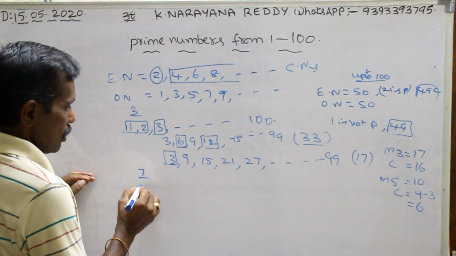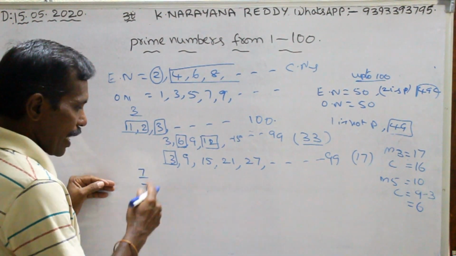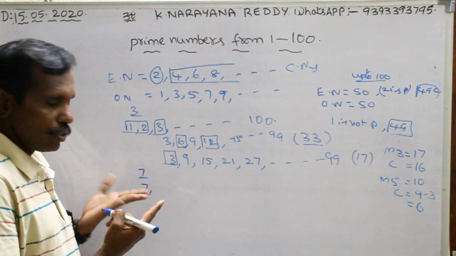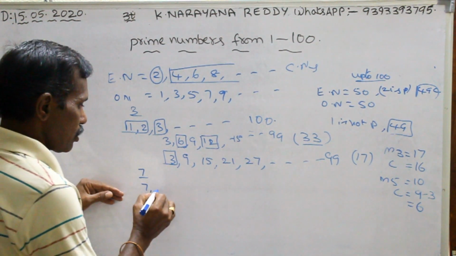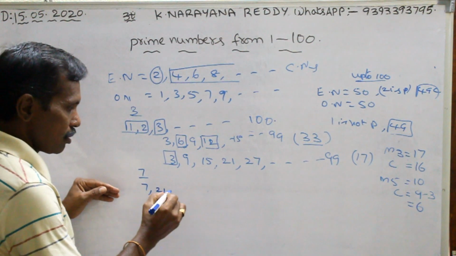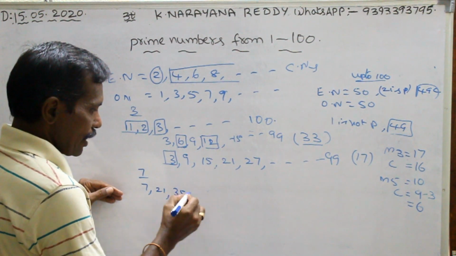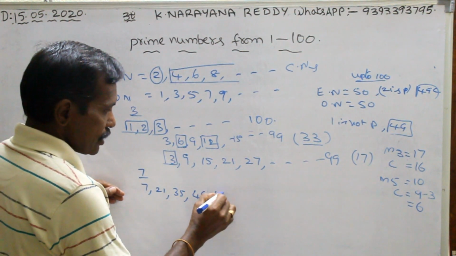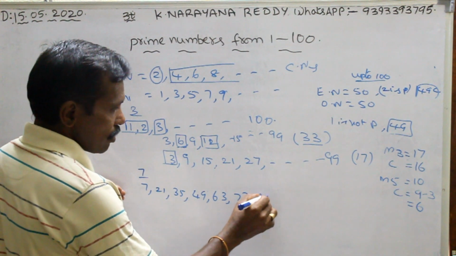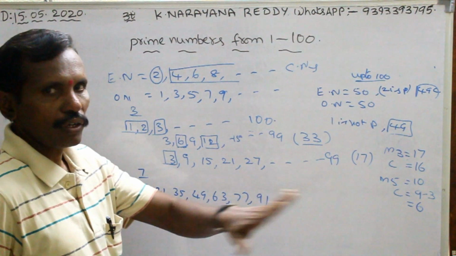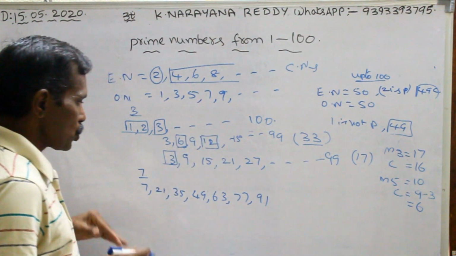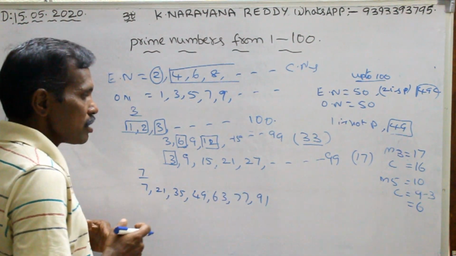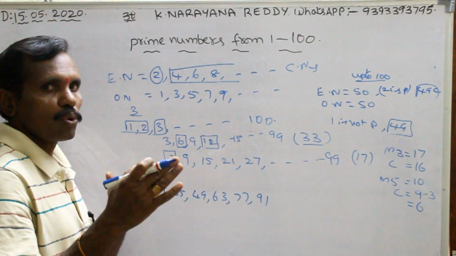Take 7. So we can add 7 to get 14. We don't want 7. 7 to the 21. Means 21. We can add 14: 35. Again 49. 63. 77. 91. 105. We don't want 105. So now these are multiples of 7. Those are odd numbers up to 100.